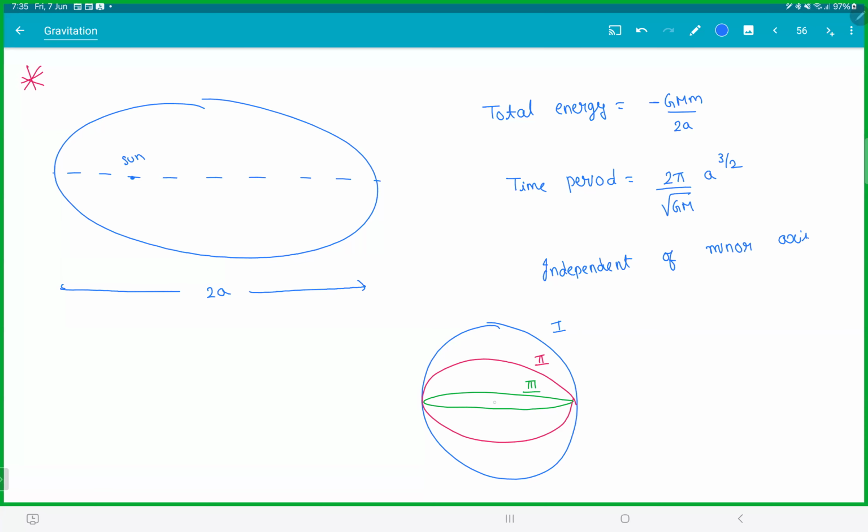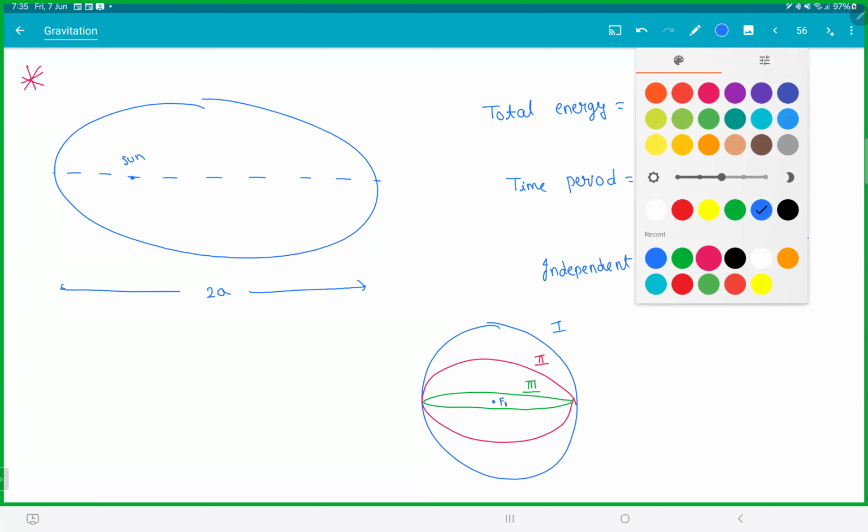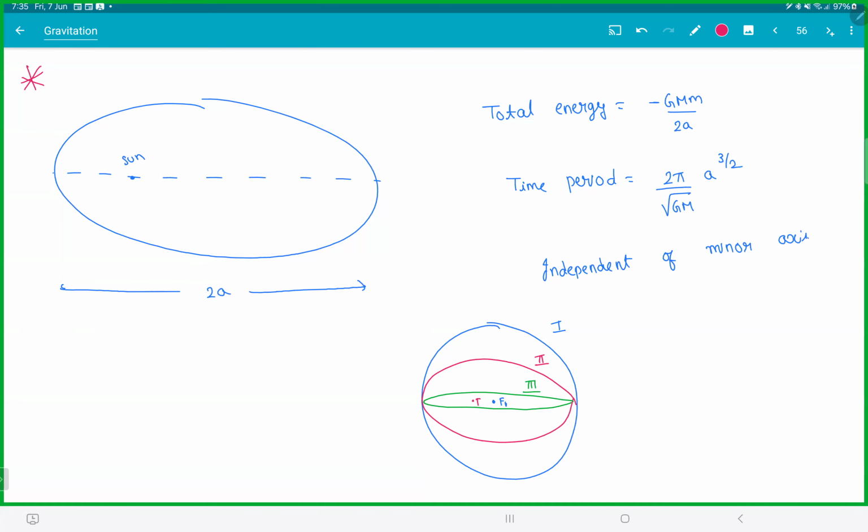Now you need to understand the difference between all 3. This is the focus of the first one, F1. The red one's focus will be slightly to the side. The green one's focus will be here. So that is the catch in this. All 3 have different foci, but the minor axis is the same. All of them have the same minor axis. They have the same time period and the same energy. Quite an important thing.